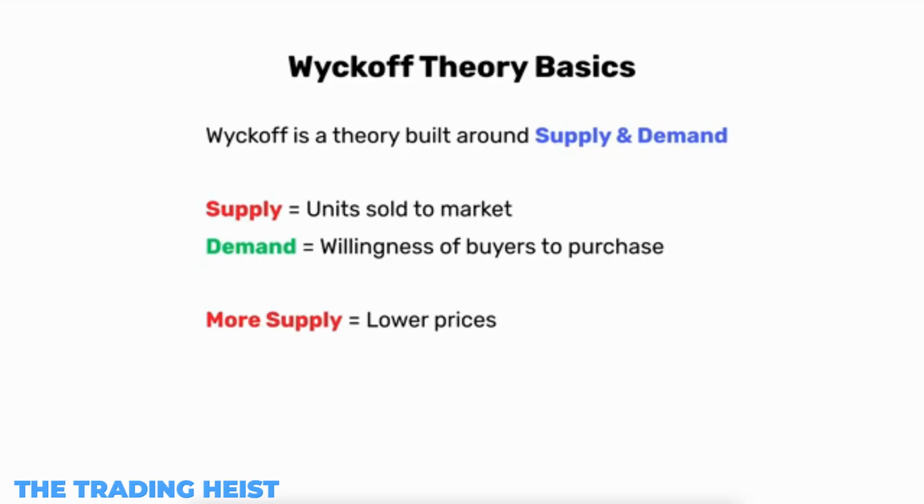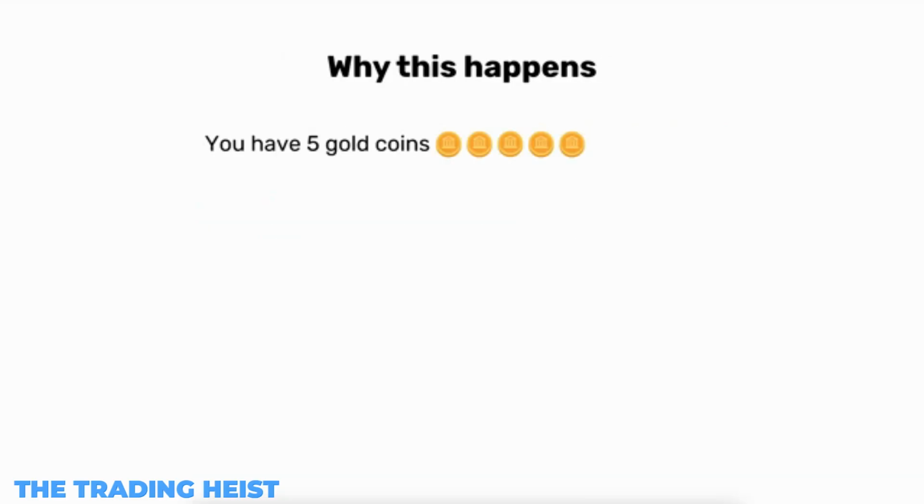Now in a market where there is more supply and less demand, we get lower prices. In a market where there is more demand and less supply, we get higher prices. And you're going to see how all of this comes together to be tradable soon. But first of all, to go through this and really get it in your mind, I'm going to give you an example as to why this happens.